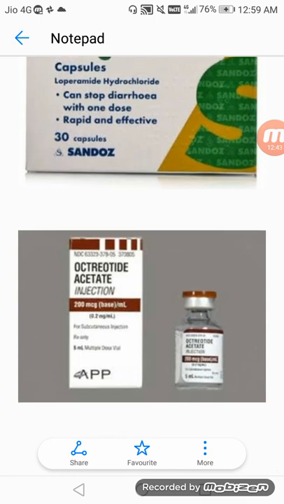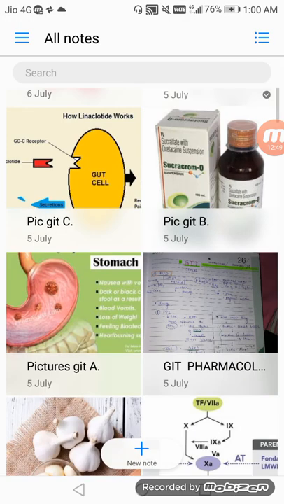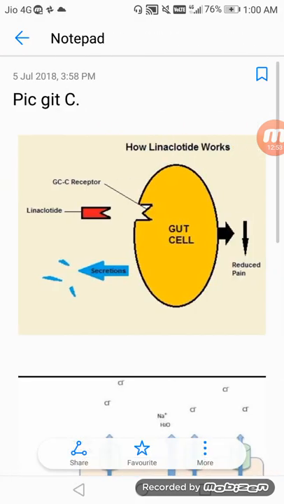Yeah, octreotide, you can see octreotide injection. It has to be given. It can be given in secretory diarrheas. This octreotide is also the drug of choice for bleeding esophageal varices.